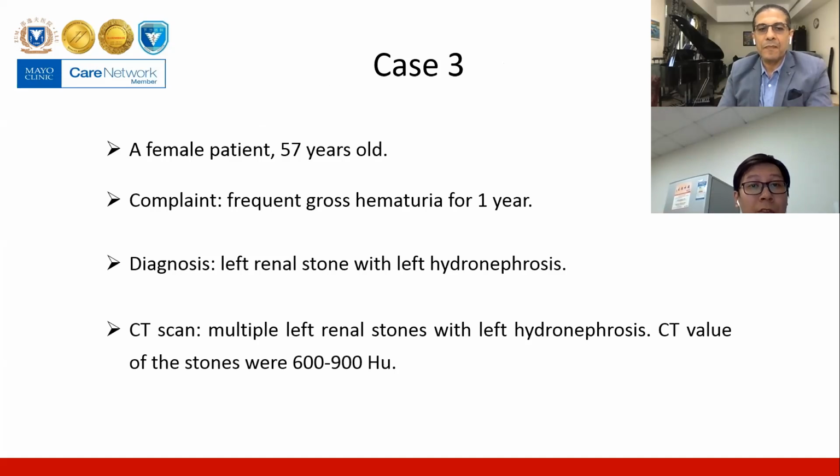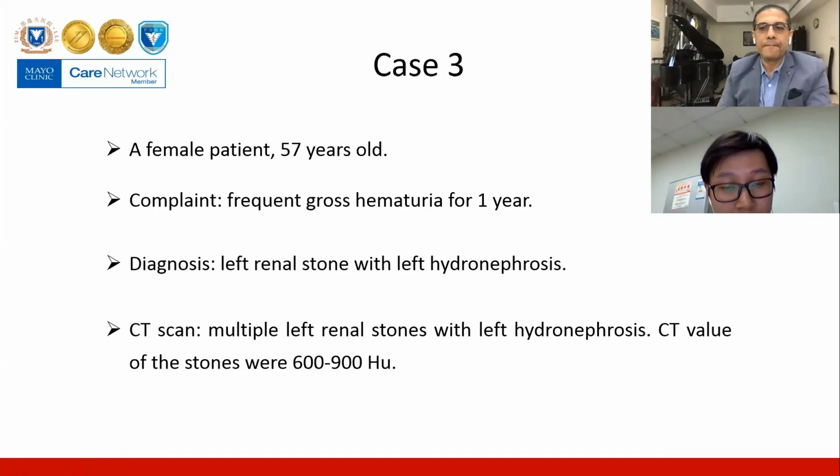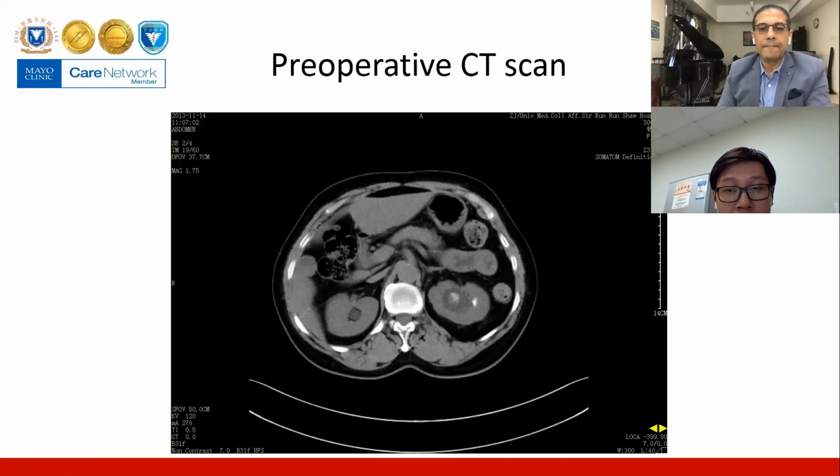It's a female patient, 57 years old, and she complained of frequent gross hematuria for 1 year. The diagnosis is clear: left renal stone with left-handed fURS. The CT scan showed multiple left renal stones. The CT value of the stones is about 600 to 900 Hounsfield units.